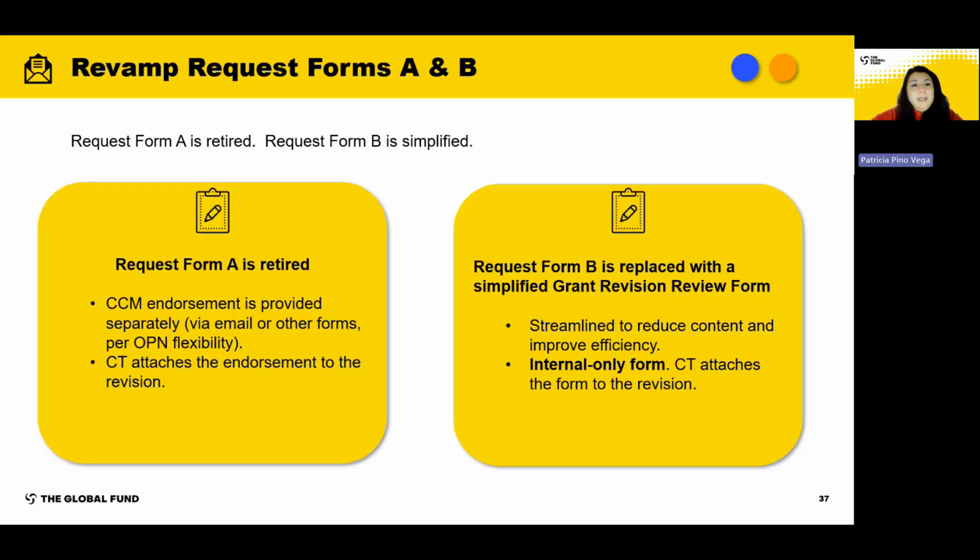For the next change, we have a revamp of the request forms A and B. It used to be that when you processed a revision, the PR would need to attach request form A and the CT would attach request form B. So we are retiring request form A, and that's no longer required from the PR. But we are keeping the CCM endorsement. The CCM endorsement is still to be provided. It can just use the flexibilities that are currently available in the OPN, so it can be provided via email or some other letter. And the CT will take that version and attach it to the revision that they process in GOS.